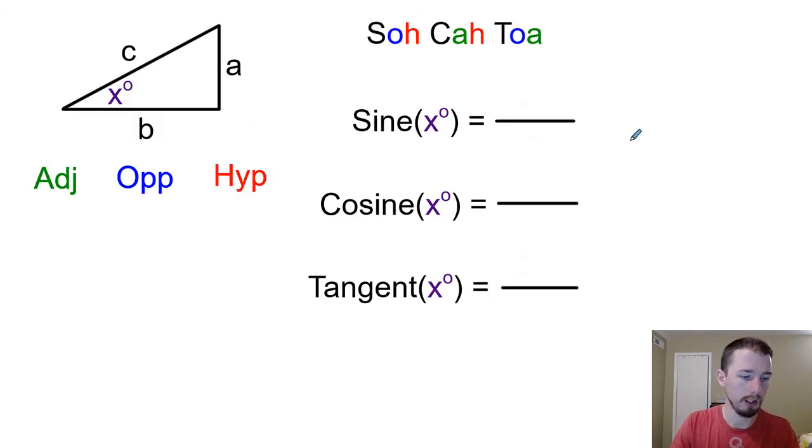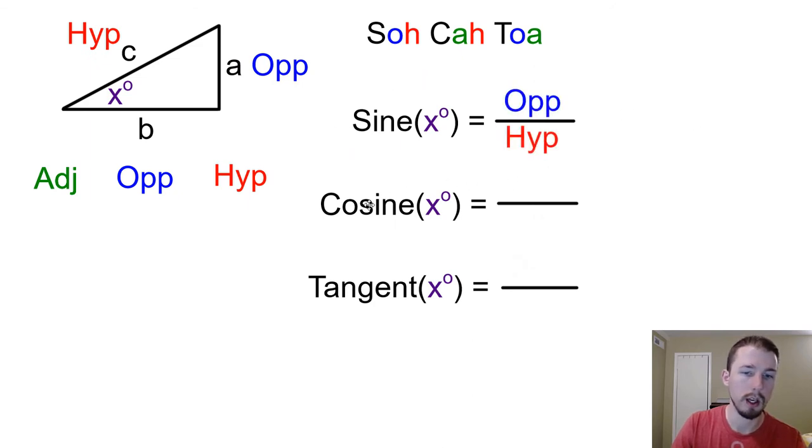All right, so let's review our ratios again. Sine, cosine, and tangent are the opposite over hypotenuse, adjacent over hypotenuse, and opposite over adjacent. So if x is our angle, the sine is going to be the opposite over the hypotenuse. The opposite of x is a, the hypotenuse would be c. So the sine of x would be a over c. Cosine is the adjacent over the hypotenuse. Adjacent to x is b, so it would be the ratio of b to c.